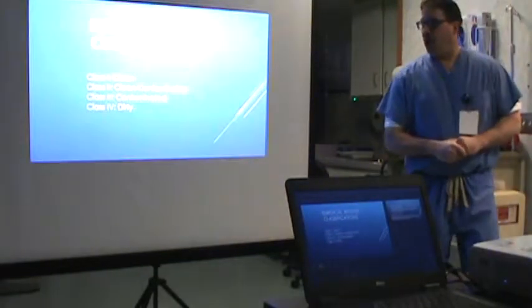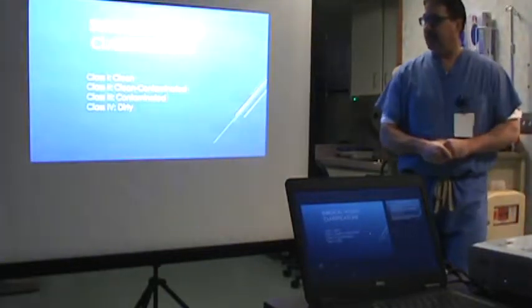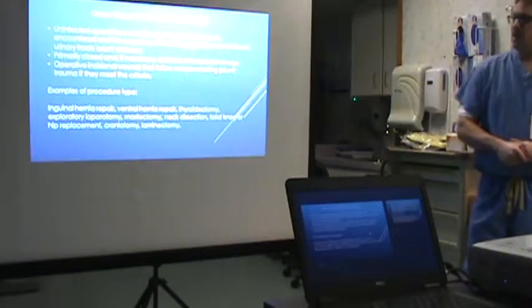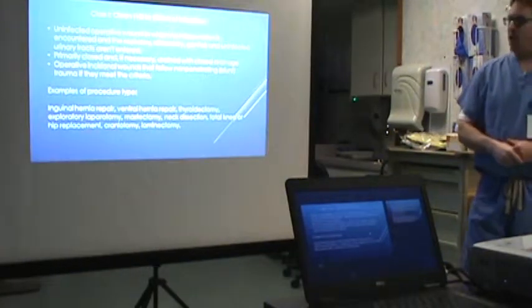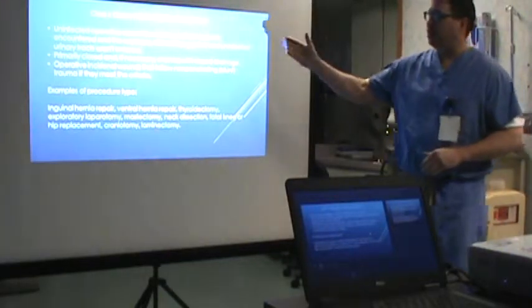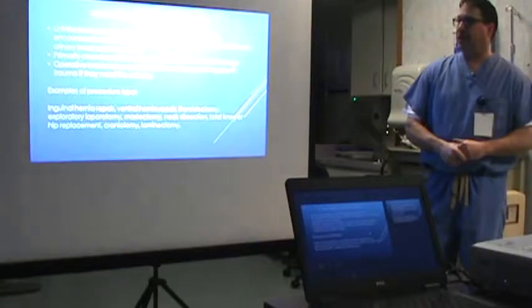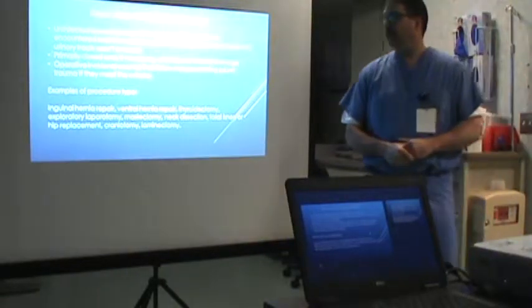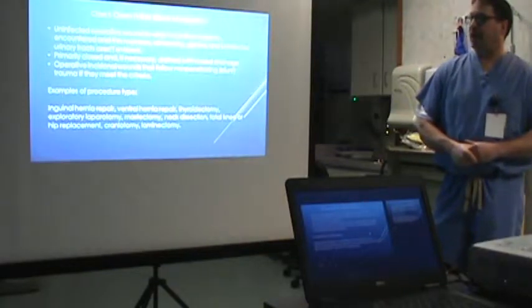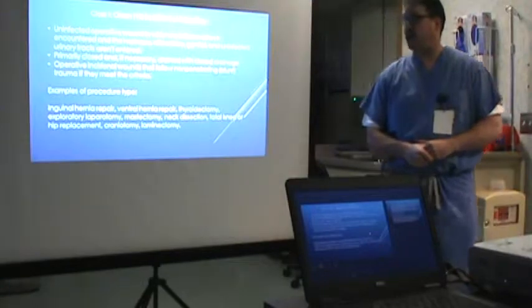So there they are. I think we all know what the broad classifications are. You have clean, contaminated, and dirty. So the first one, which is hopefully our more common one, is class 1, clean. As you can see, a low risk of infection, 1 to 5%. We're talking about an uninfected operative wound in which no inflammation is encountered, and the respiratory, alimentary, genital, and uninfected urinary tracts aren't entered.